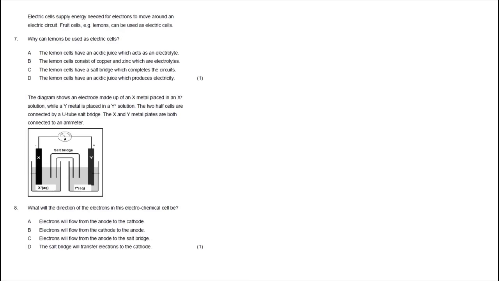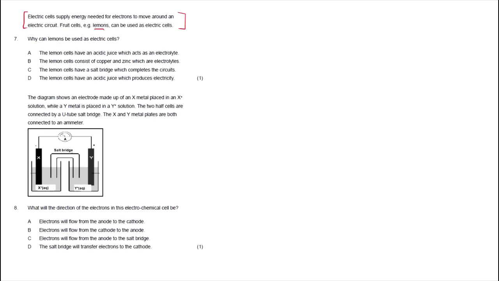And then next we will move to question 7. So question 7, we can also see that we are given a statement and then a question. Our statement says that electric cells supply energy needed for electrons to move around an electric circuit. And we can see here that fruit cells, for example lemons, can be used as electric cells. And then our question says, why can lemons be used as electric cells?